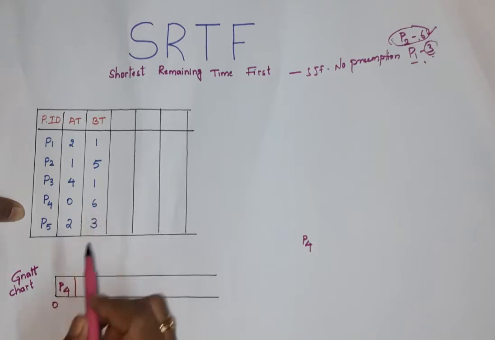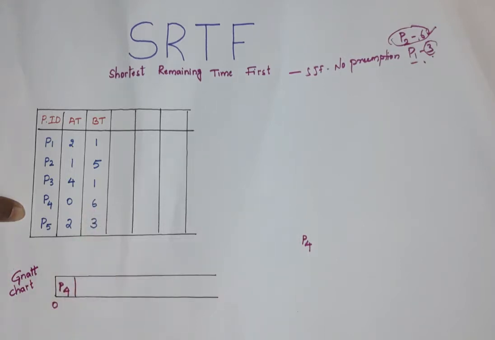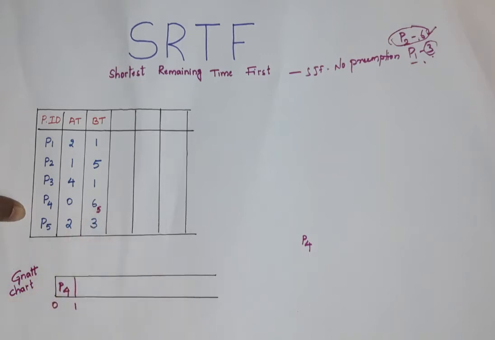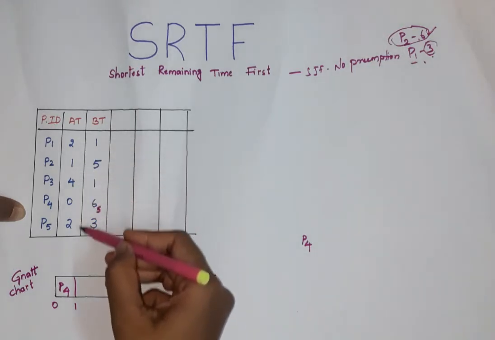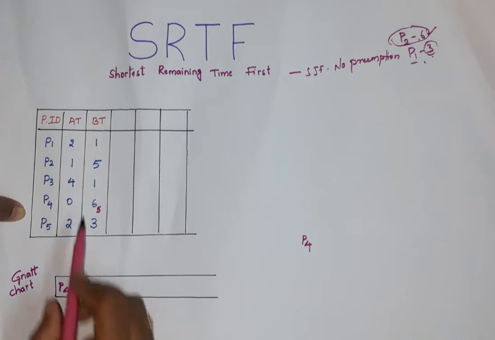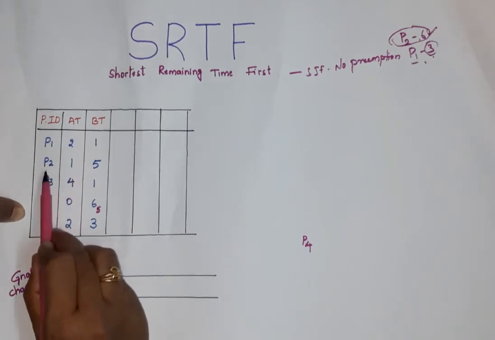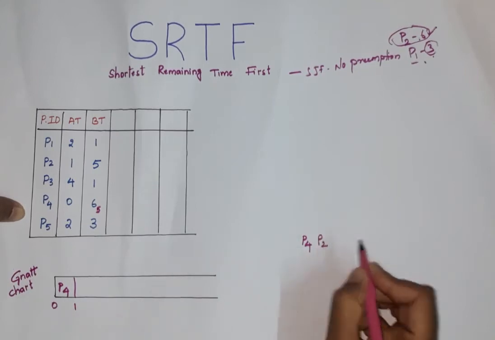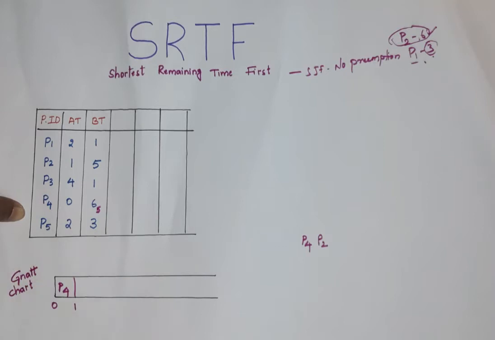Now as P4 is in the ready queue, we will take P4. What is the burst time of P4? 6. Now we will only go with one unit of time for each process. So we will execute P4 for only 1 unit of time, that is 0 to 1. How much is left over? Here 5 remaining. After this, which processes came at the first unit of time? P2 process came at the first unit of time.